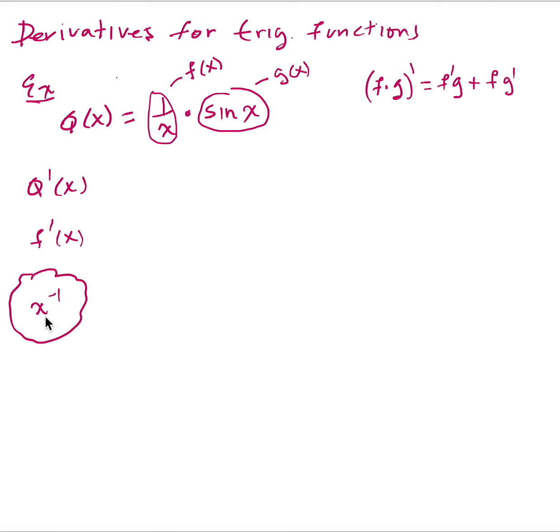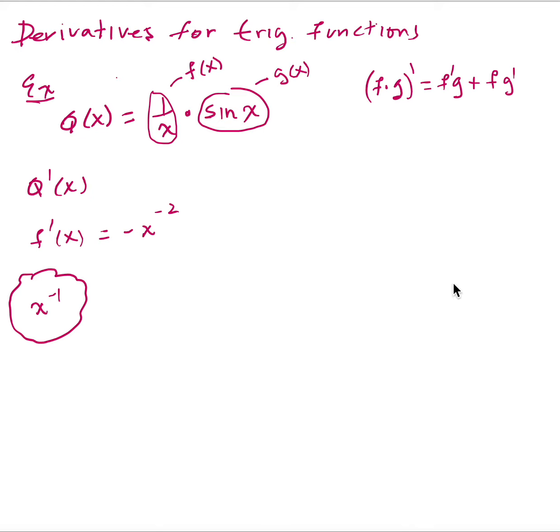If we have x to the negative 1, and if we remember how to find the derivative of a single term with a negative exponent, in this case, you would know that that is equal to negative x to the negative 2. Okay?